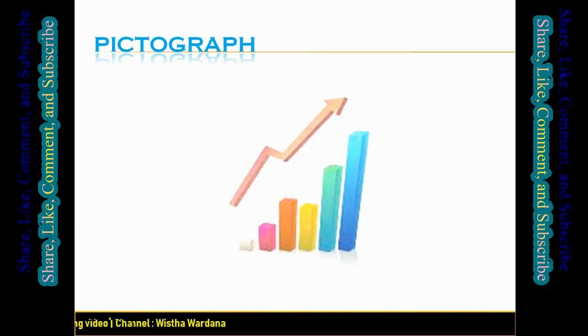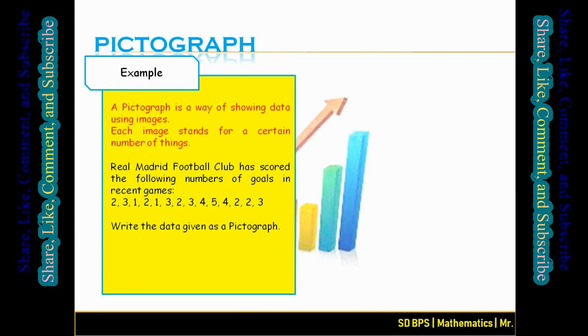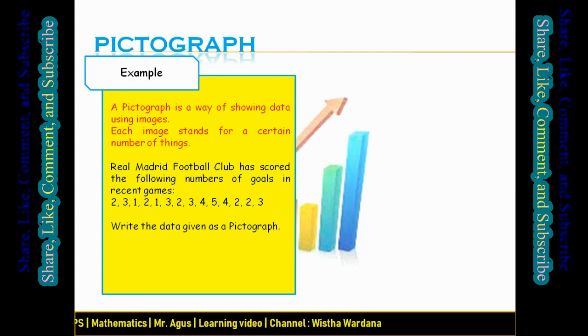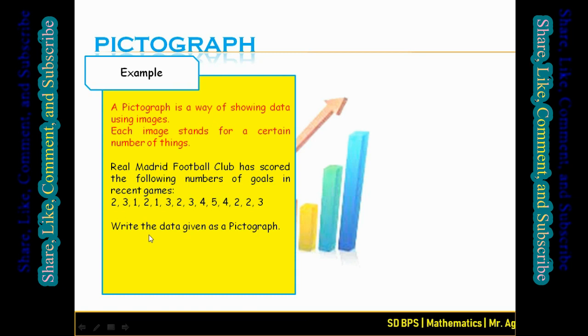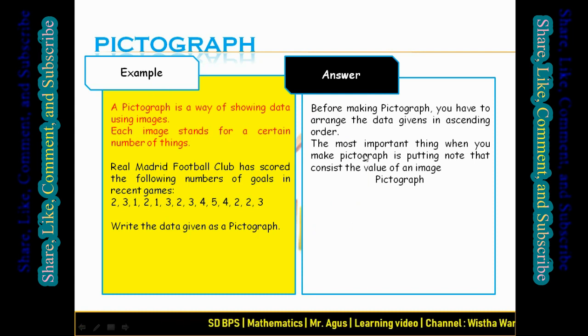The second way is pictograph. Pictograph is one way that you can use for representing data, but in this way you have to use a picture. I suggest you choose a picture that is related to your data. For example, I choose the same example here. If you want to write the data into a picture graph, you have to arrange the data in ascending order, similar to the frequency distribution table.